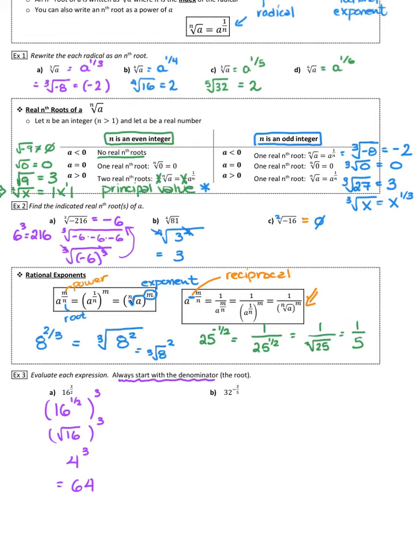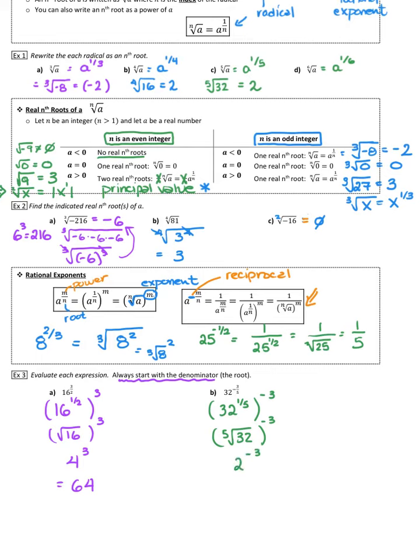Okay, so 32 to the -3/5. So what I'm going to do is 32 to the 1/5 first, and I'm going to leave that -3 outside. So the 5th root of 32, that's what we're doing here, we did that one up above, is going to give me 2.